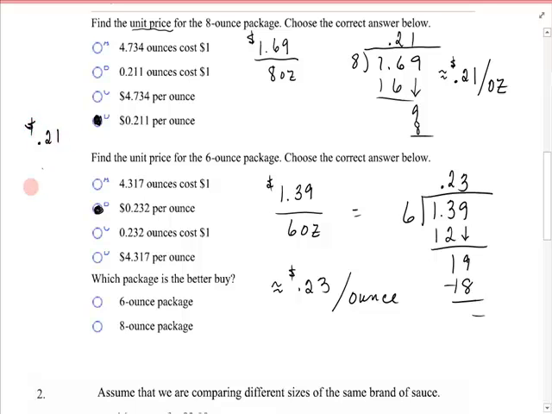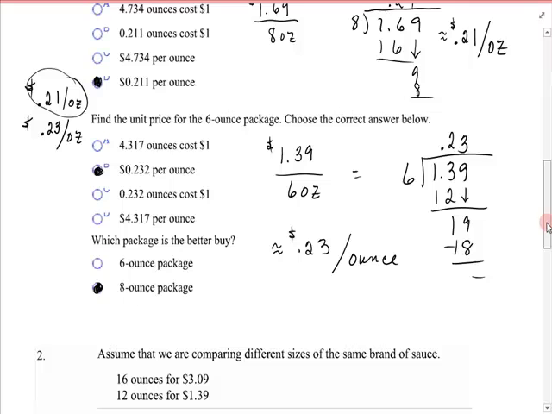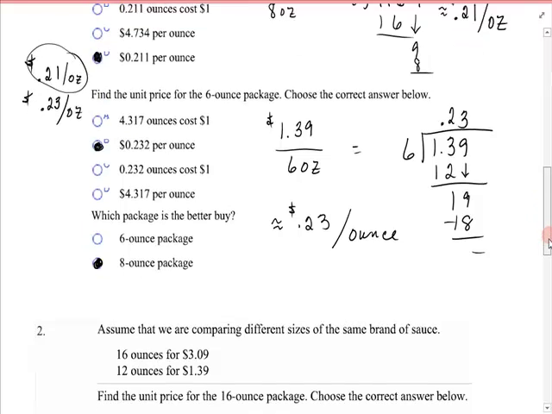Now, if I look at both of these, it was 0.21 per ounce, and this one was 0.23 per ounce. Which is the better buy? Well, the better buy is the one that is cheaper per ounce. It was the top one, which was the 8-ounce package. So this one was the better buy. The cheaper one is the better buy. The cheaper one per ounce is the better buy.